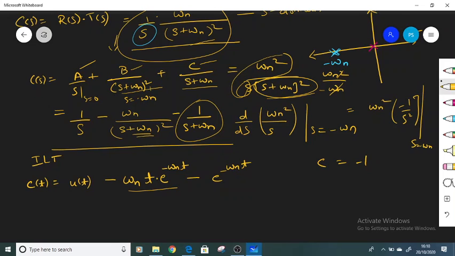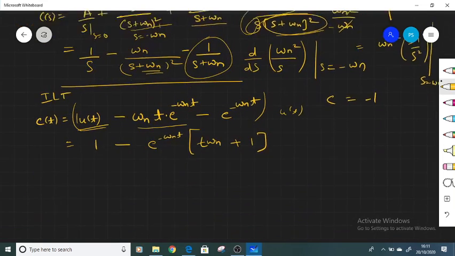I can write u(t) as 1, for the complete term u(t) will be multiplied. So I can simply write this as 1 minus, taking e to the power minus omega n t outside the bracket, what we get is (t into omega n plus 1). This is the term that we are getting over here.